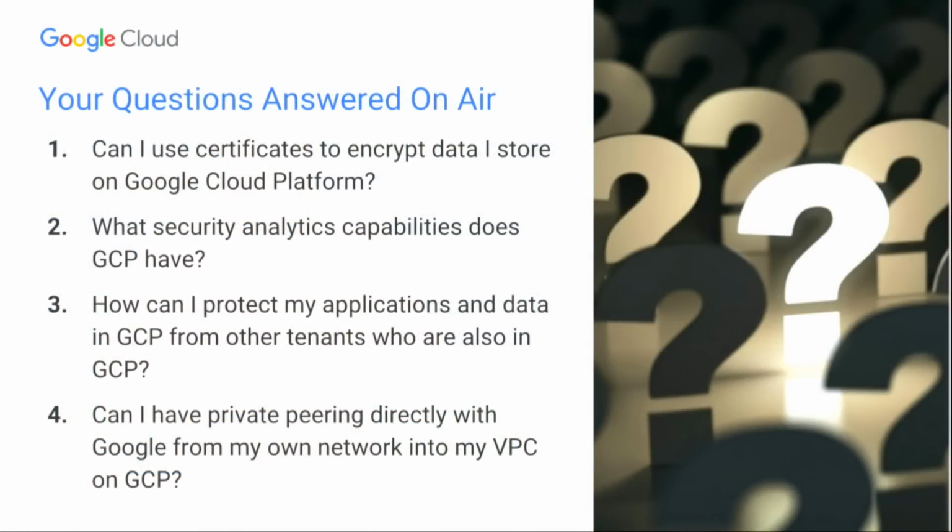So the last question on the slide was, and I think you might have mentioned it briefly, can I have a private peering directly with Google for my own network into my VPC on the cloud? That's a good question. We know a lot of companies want direct connectivity on a private IP address space to their private IP address space in Google Cloud.